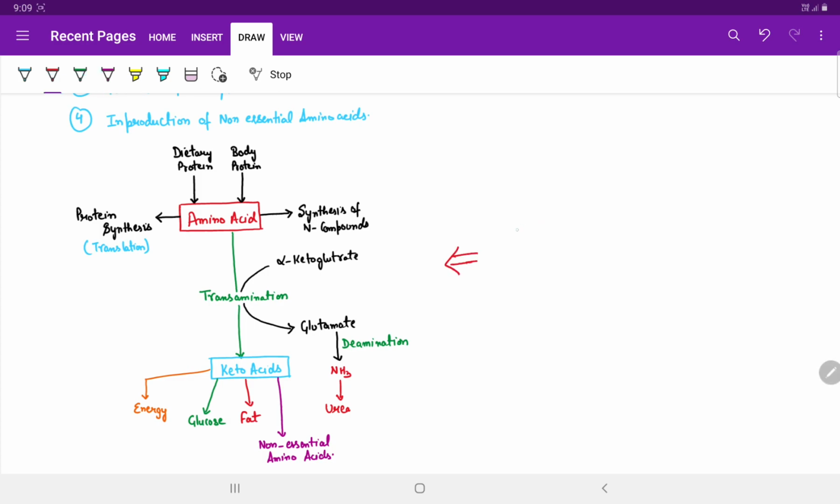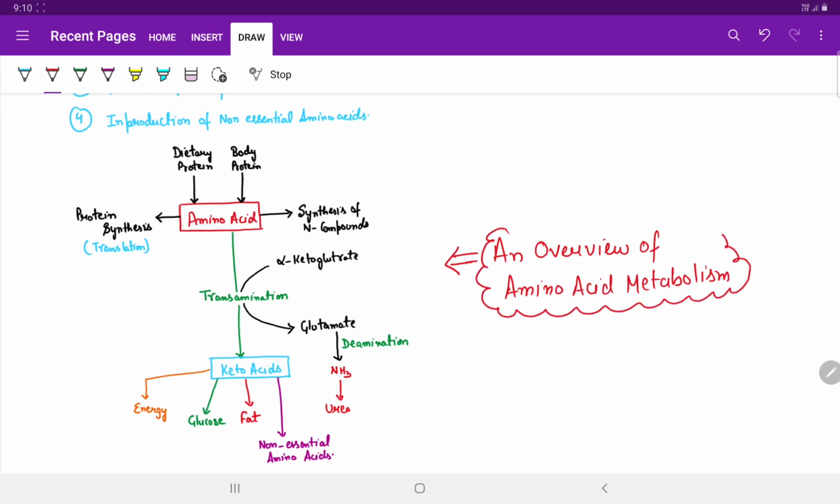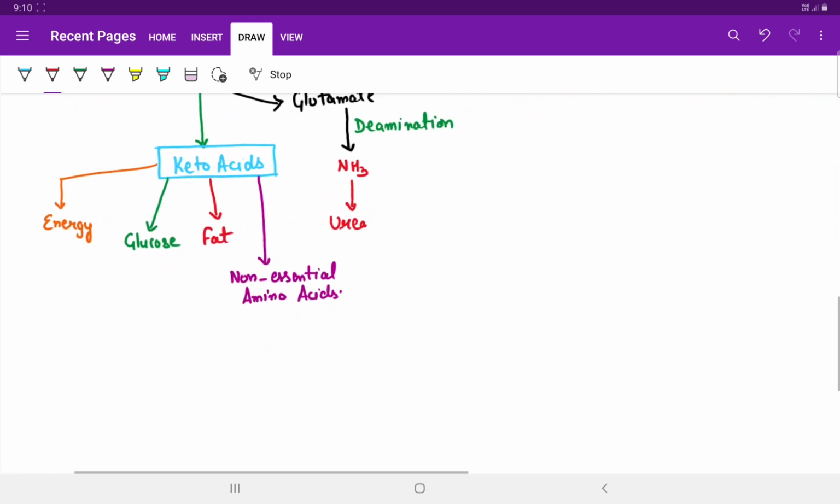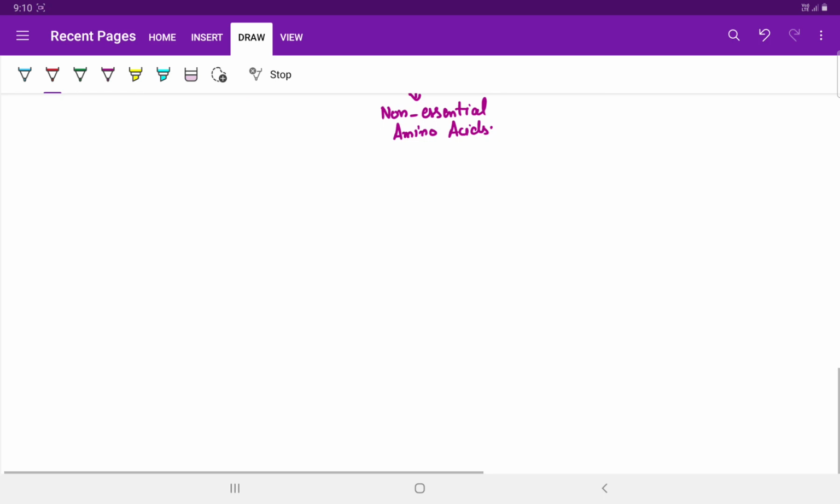So I shall be highlighting this as an overview of amino acid metabolism. So don't get confused. The reactions are quite simple, and now we shall be starting with the individual reactions. So first of all, let us take the example of transamination.